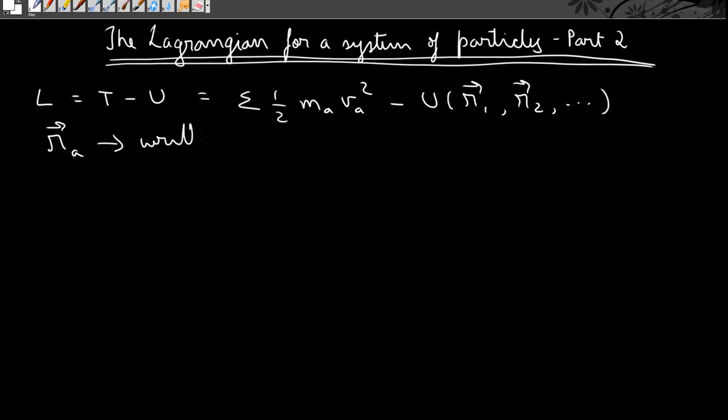This can be written in terms of three components in the Cartesian coordinate system, and I'm going to call them x_a, y_a and z_a. Now, what will happen, how will this Lagrangian look if we write these position vectors in terms of the generalized coordinates? As we have already seen in the video on constraints, using generalized coordinates helps us reduce the number of independent variables in the problem.